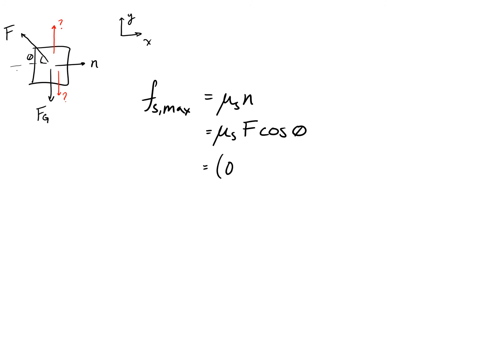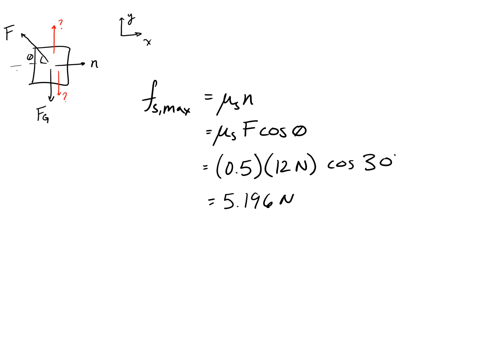So I have all my values. I have 0.5 times the 12 newtons we can push with, cosine 30 degrees. When I plug this in, I got 5.196 newtons. So this is the value I would need to be at the maximum static friction force. The second I'm at 5.196 newtons, I start moving.